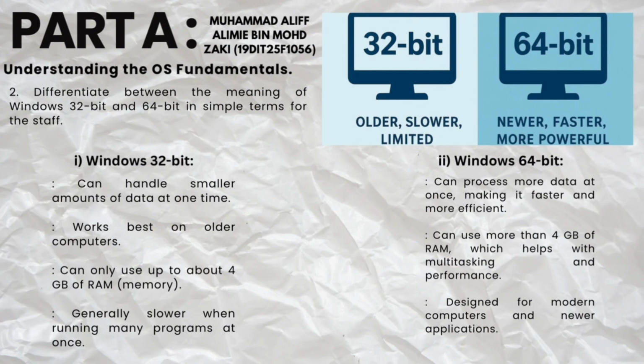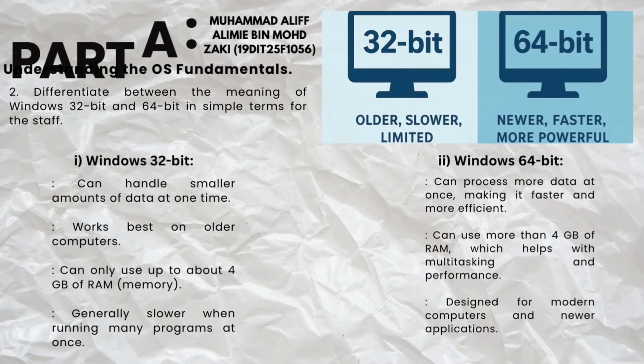Second, Windows 64-bit can process more data at once, making it faster and more efficient. After that, it can use more than 4 GB of RAM, which helps with multitasking and performance. Lastly, it is designed for modern computers and newer applications.